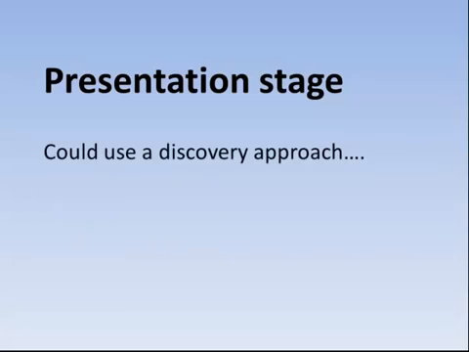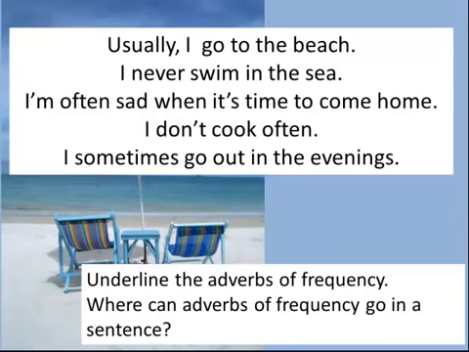This of course could use a discovery approach. This isn't only for TTT, it could be for any of these things, but for example you could give them examples of the language. There we go, correct examples. Get them to underline the adverbs of frequency and tell each other in pairs where they can go in the sentence based on the evidence they can see in the examples. So why don't you stop me for a minute and see if you can do it.